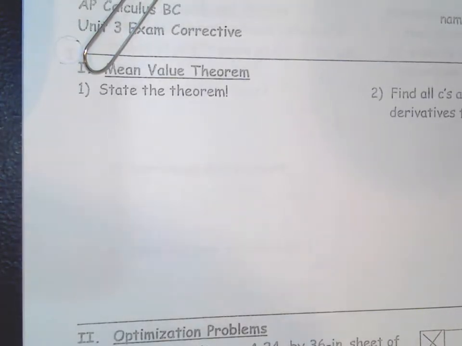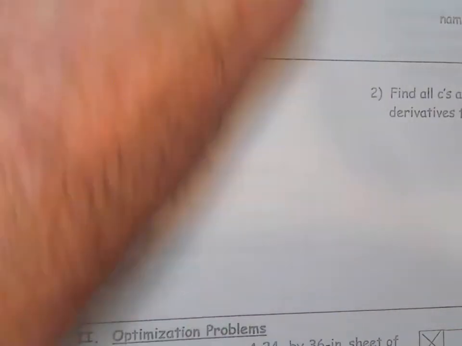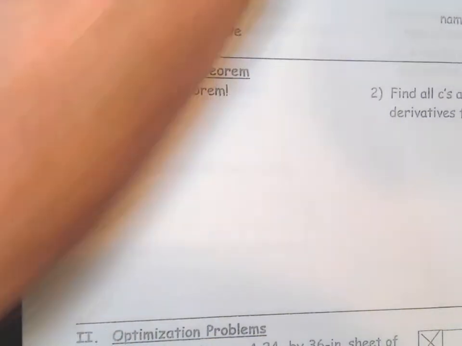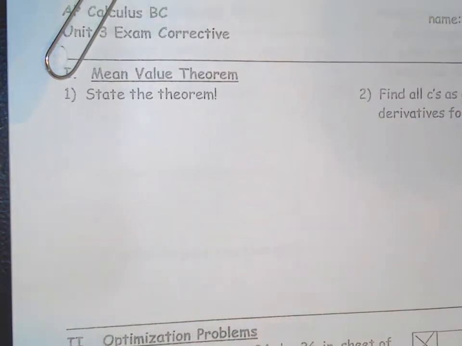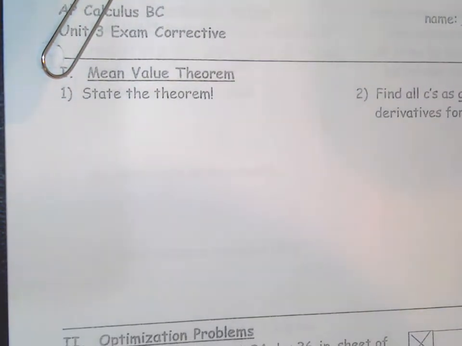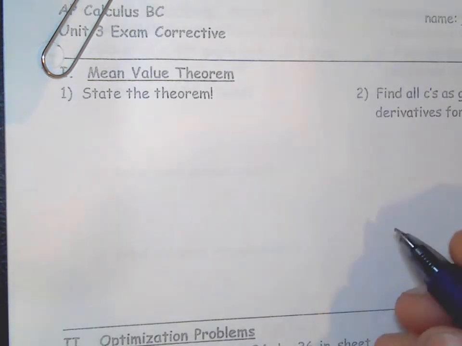AP Calculus BC, Unit 3 review, corrective, to help you get ready for your retest. So hopefully you've tried it. I'm going to go ahead and go over it and go over the answers. So mean value theorem, state the theorem.